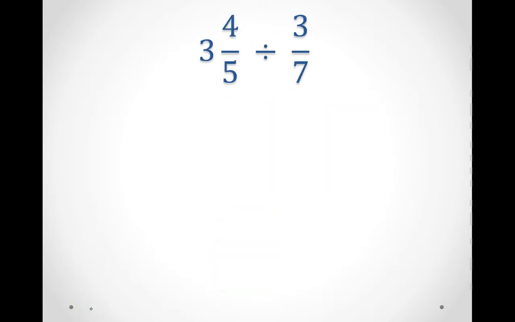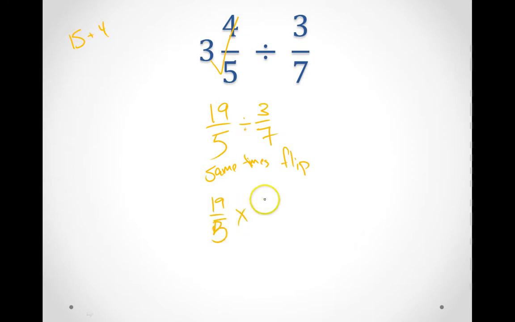Alright, let's look at another one. Here you can see we have a mixed number. With a mixed number, we need to create an improper fraction, just like with multiplication, and then use same times flip. So let's create the improper fraction. 3 times 5 is 15, plus 4 is 19 over 5, divided by 3 over 7. Now we use same times flip. So 19 over 5 times 7 over 3.